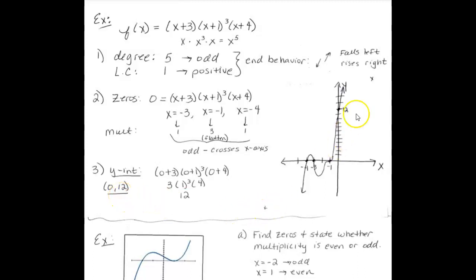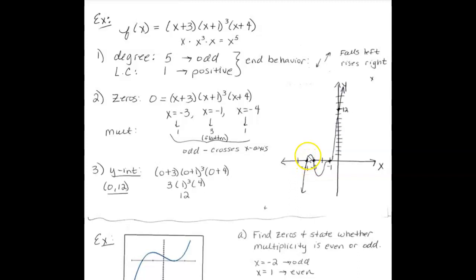So if I knew it was down, up already from my end behavior, my next step would be to plot my points. So at -4 right here, -3 is right here, and then -1 is right here. And then 12 on the y-axis is up here. So I would have started down in this bottom quadrant. My first intercept is -4.